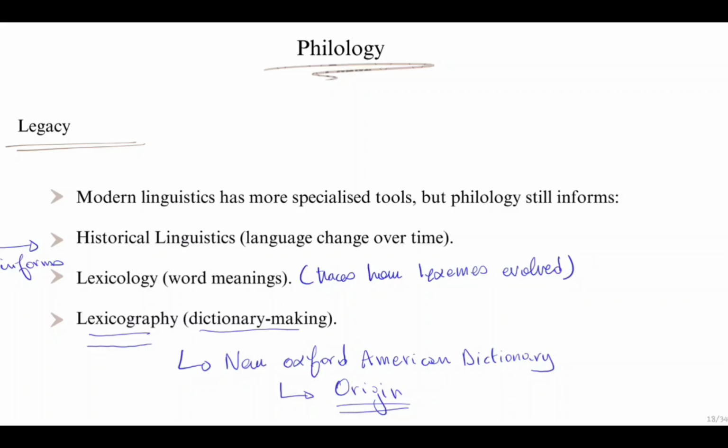Now, philology still informs historical linguistics, that is, language change over time. Lexicology, which has to do with word meanings, as we said previously, tracing how lexemes evolved, and lexicography, which has to do with dictionary making. A good example of this can be seen in the New Oxford American Dictionary.